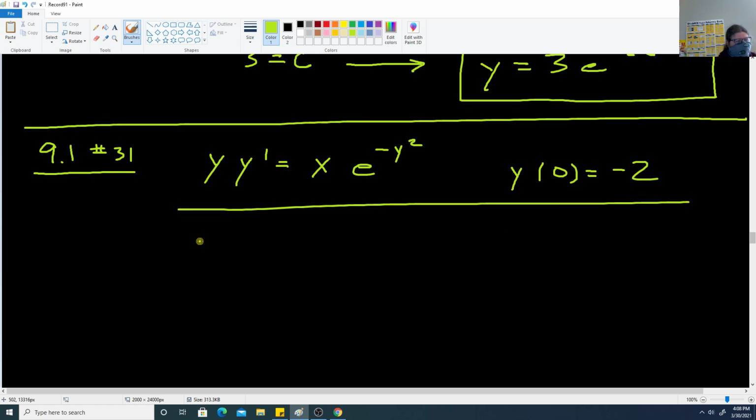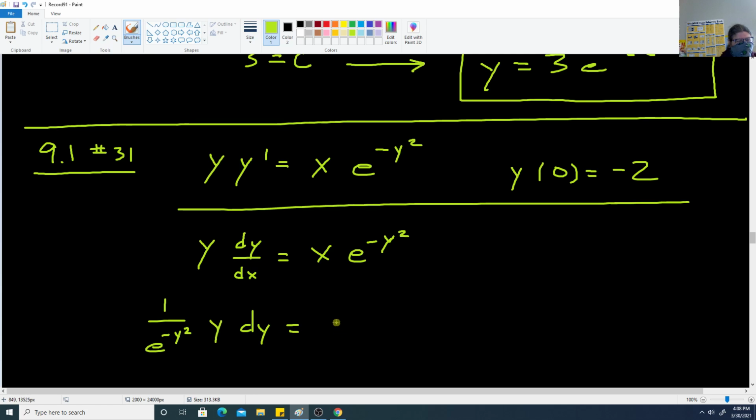So step 1, we're going to get the general solution. I'm going to replace y prime with dy/dx. And then I need to start shuffling all the x stuff to one side and everybody without an x to the other. So dx is going to move up here, and the e to the negative y squared is going to come across as 1 over e to the negative y squared times y dy equals x dx.